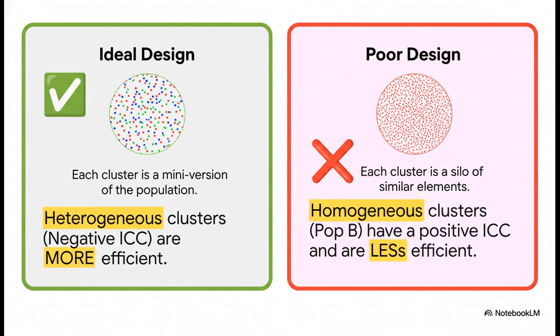And this right here, this illustrates the whole game. For statistical precision, for a good estimate, you want your clusters to be internally diverse, like in population A. You want each cluster to be a little microcosm of the whole population. When your clusters are just homogeneous silos, like in population B, picking one cluster tells you a lot about that silo, but it tells you nothing about the others. And that makes for a terrible, inefficient design.